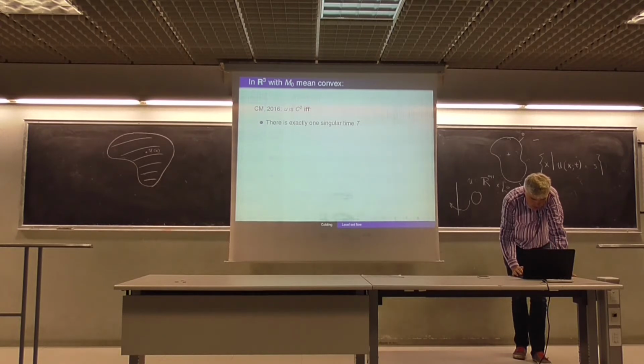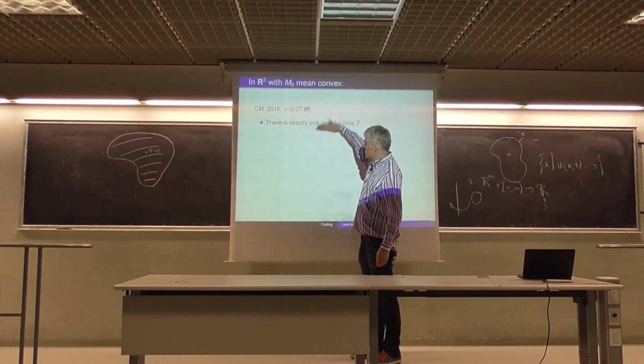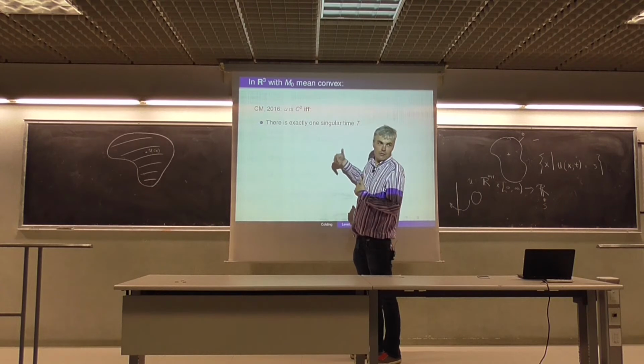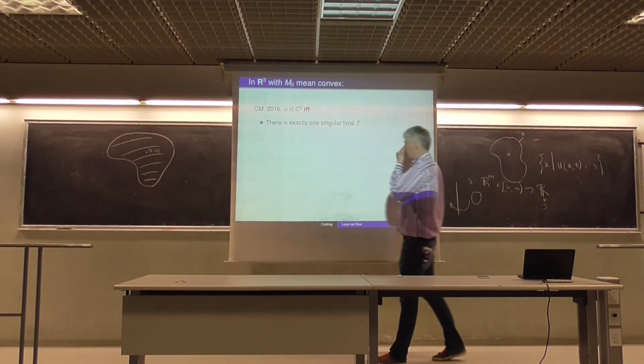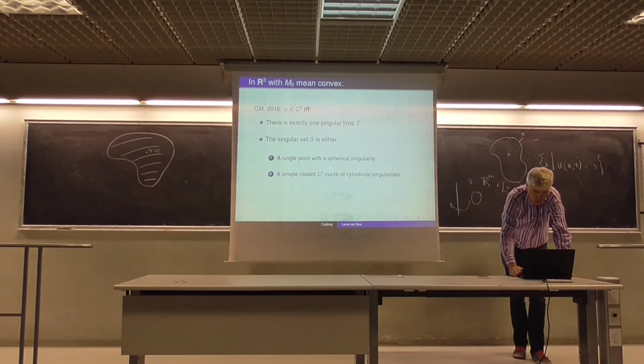The general case is exactly the same, but just for simplicity, I state this statement here, which is true in general, specialized to R3, and then I'll come back to the general case. So if the arrival time function's second derivative is continuous, and we know the second derivative always exists and is bounded, then there's exactly one singular time. The singular set at this singular time is either a single point with a spherical singularity, or a single closed curve of cylindrical singularities.